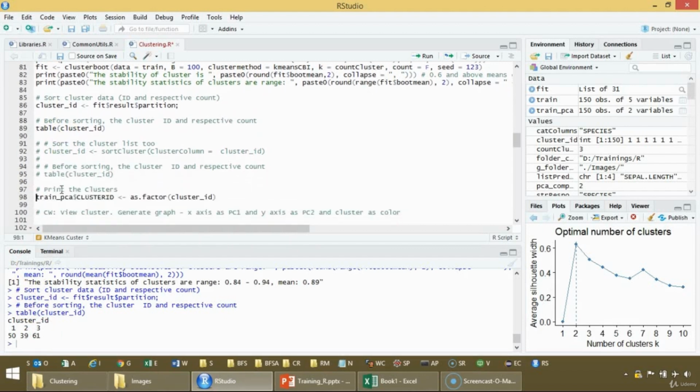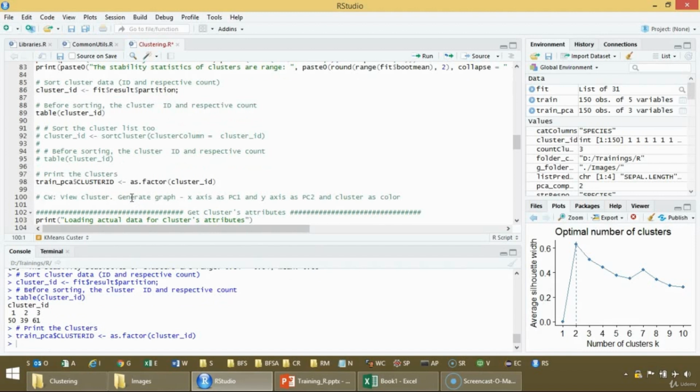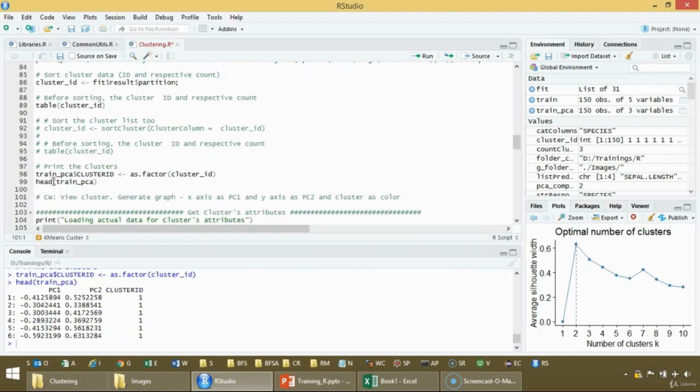Okay, I hope you recollect. We had used the train underscore PCA. So this is the PCA data with two components, and as the third column we are creating cluster ID, and that is the cluster which we have just calculated. So this is the third column. Now we have the data. So let us see the head of this one. So we have these two components, that is the reduced version of the original data, and this is our cluster ID.